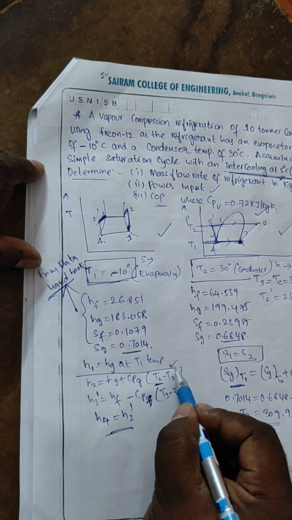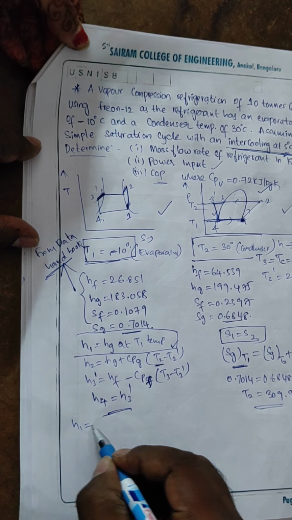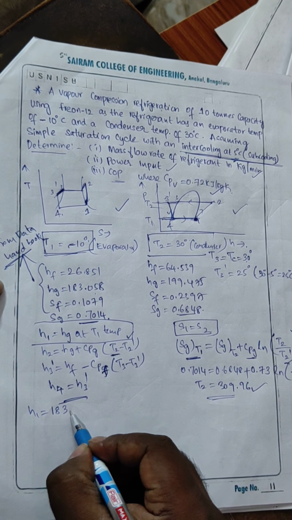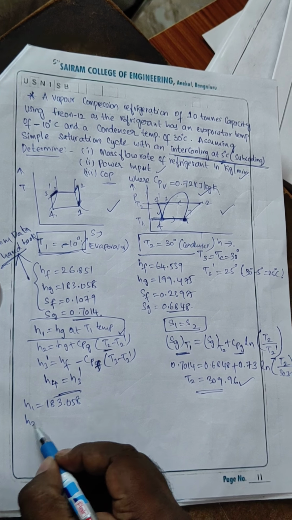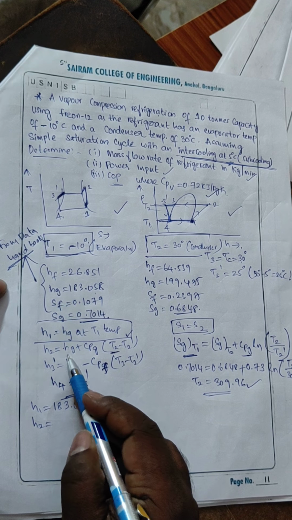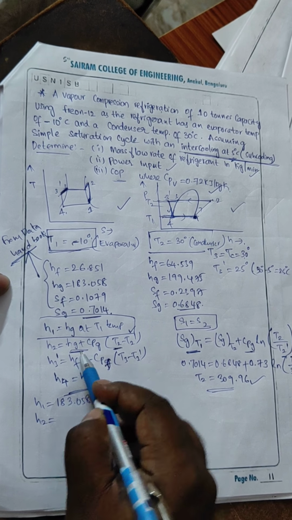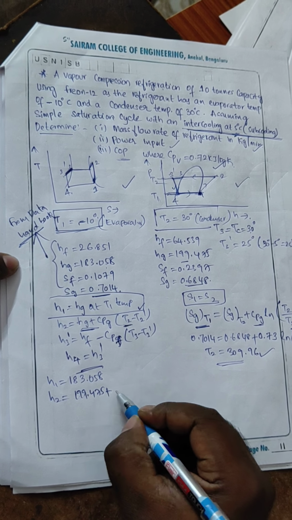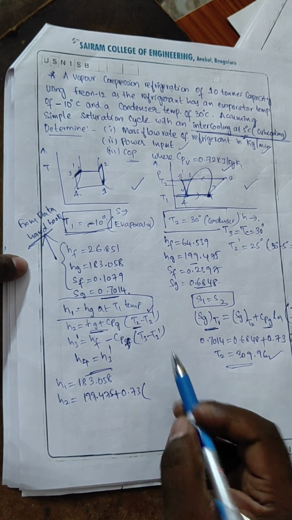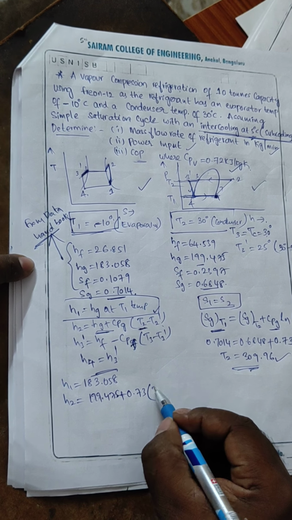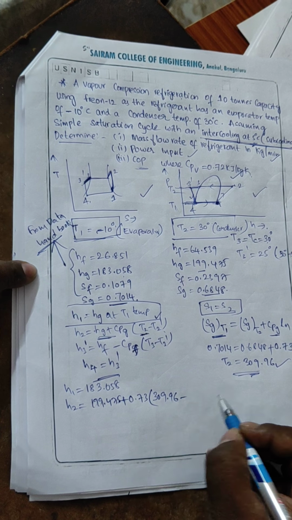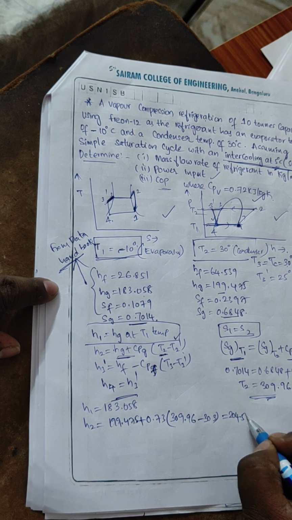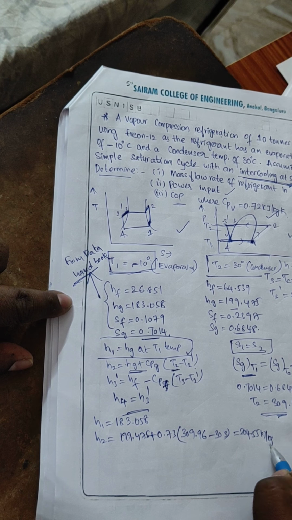So we can find H1. H1 is equal to Hg, which is 183.058. H2 is equal to Hg at the second temperature, which is 199.475, plus Cpg 0.73 into T2 dash minus T2. T2 dash we just found is 309.96, minus 303. So it will become 204.55 kilojoules per kg.